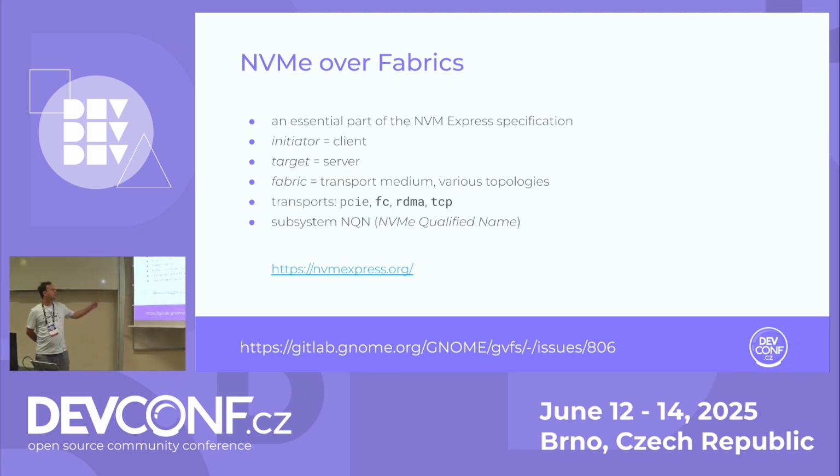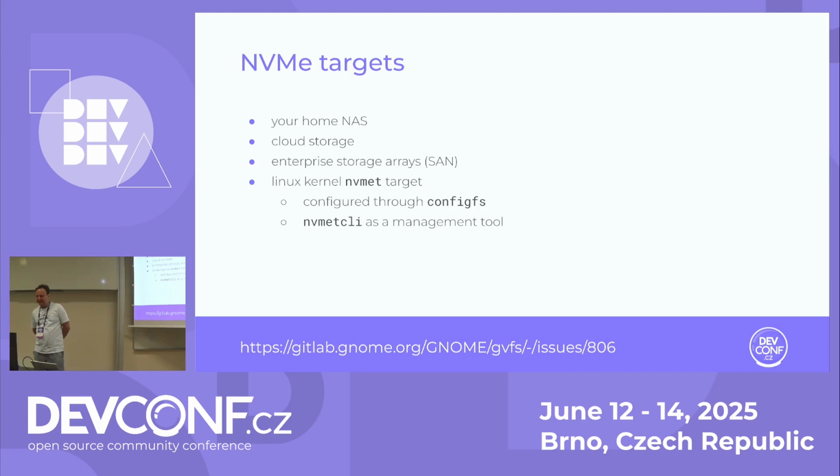So subsystem NQN is mostly used in Fabrics. That's just one of these primary identifiers. So the targets, and why we are doing this work, is that NVMe over TCP slowly gets adoption on the market, and even your home NAS box might offer you to share your data through NVMe over TCP along with other protocols like iSCSI. Actually, NVMe over TCP aspires to replace iSCSI in the long term, hopefully.